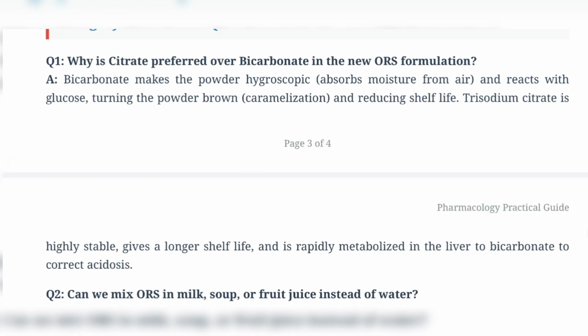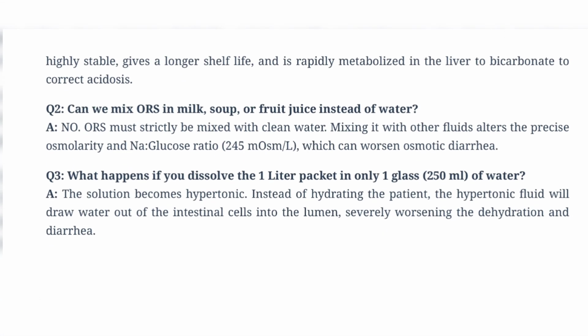Why is citrate preferred over bicarbonate in the new ORS formulation? Bicarbonate makes the powder hygroscopic, absorbing moisture from air, and reacts with glucose, turning the powder brown, caramelization, and reducing shelf life. Trisodium citrate is highly stable, gives a longer shelf life, and is rapidly metabolized in the liver to bicarbonate to correct acidosis.